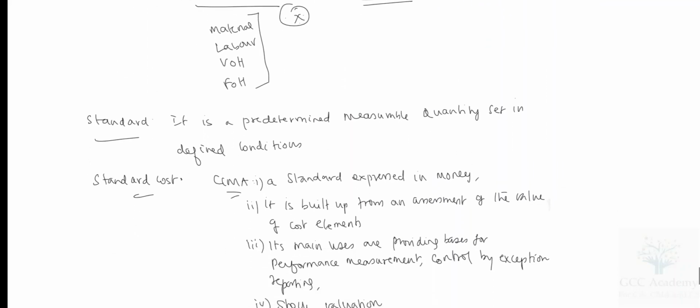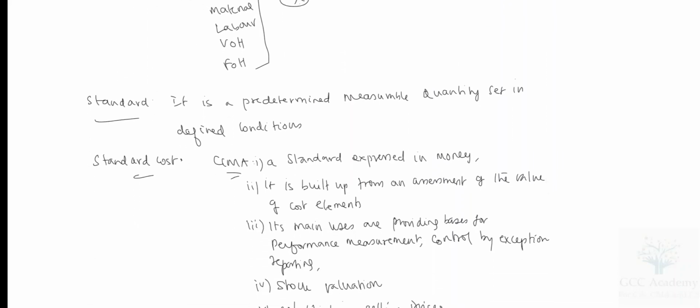Now, what is a standard? According to CIMA, Chartered Institute of Management Accountants, UK, it is a predetermined measurable quantity set in defined condition. Defined condition means sort of assumptions or some criteria. So how do you set your standard? You set your standard based on some conditions, some assumptions. Correct? So that becomes a standard.